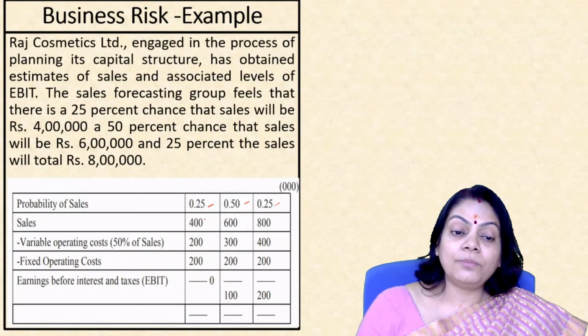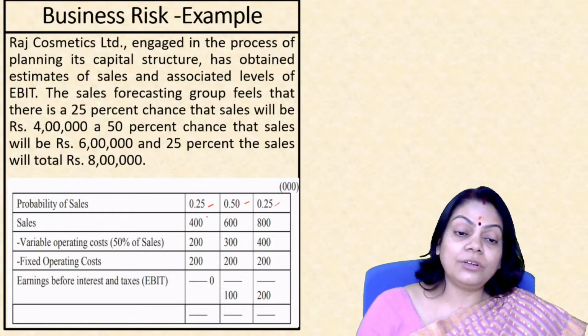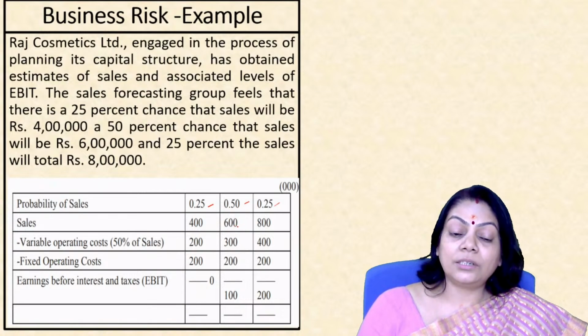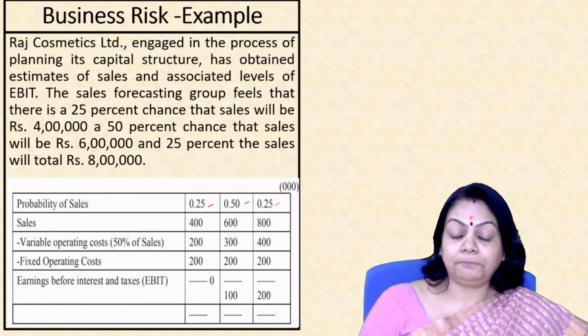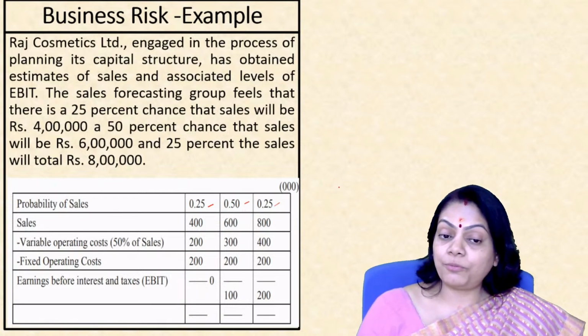Now see, from sales of 400, I'm deducting the fixed plus variable cost, again 400. So if the sales are 400, there is no profit. If the sales become 6 lakh, my profit is 1 lakh. And if the sales are 8 lakh, my profit is 2 lakh. Now see how the profits are changing.